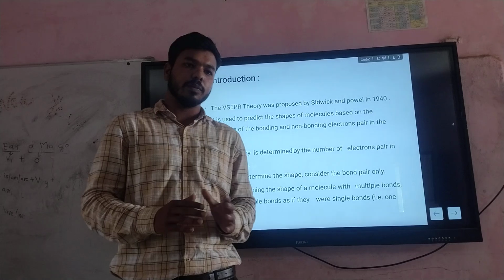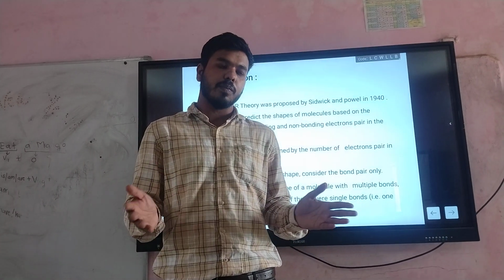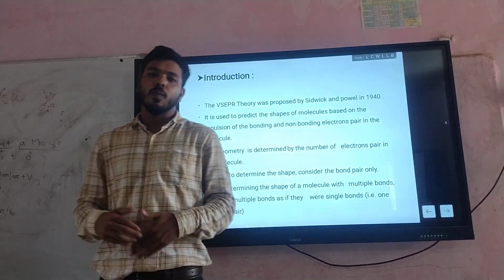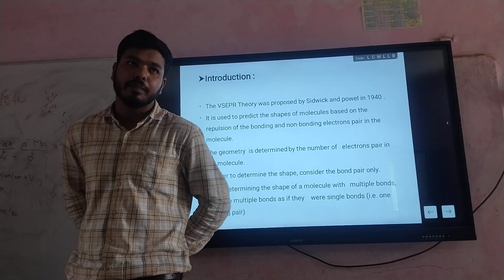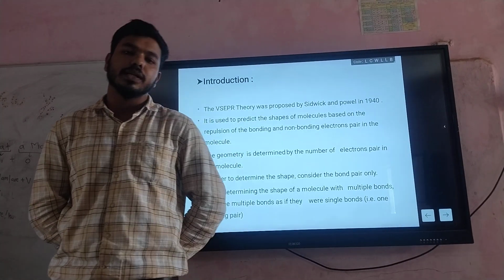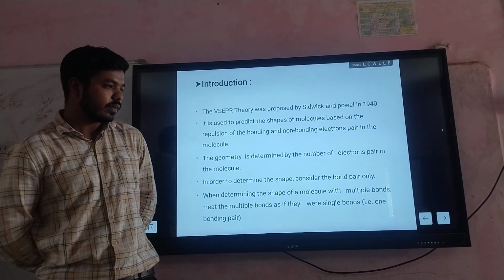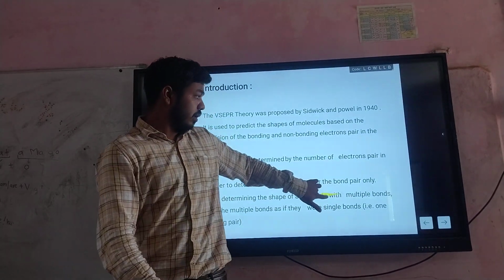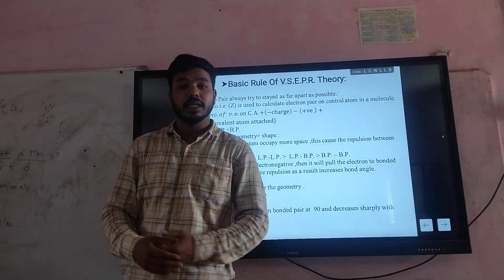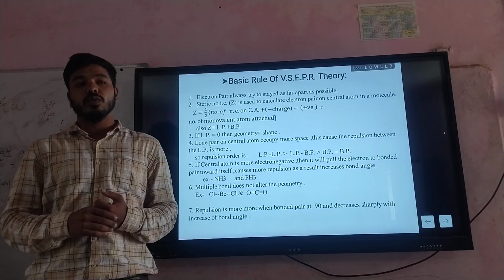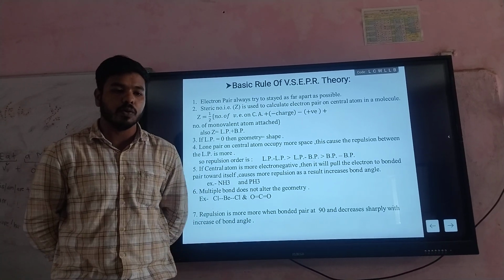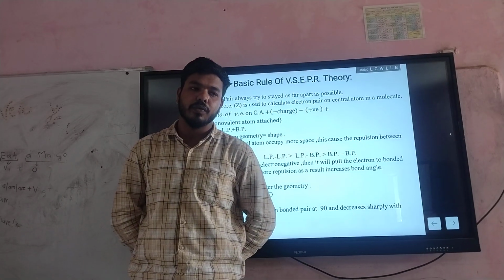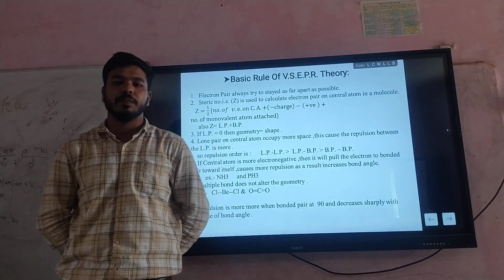This theory explains how the 3D shape of a molecule is formed, how bonding and non-bonding electron pairs repel each other, and how these repulsions result in the shape of a molecule. Before we start predicting the shape of a molecule, first we will see some basic rules of VSEPR theory.